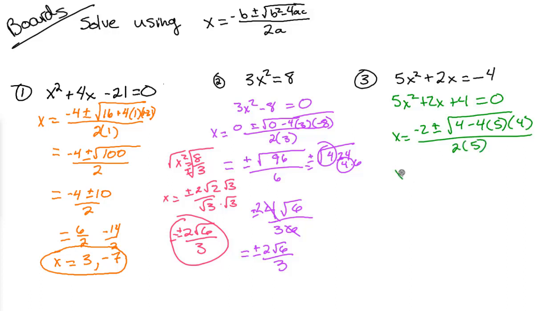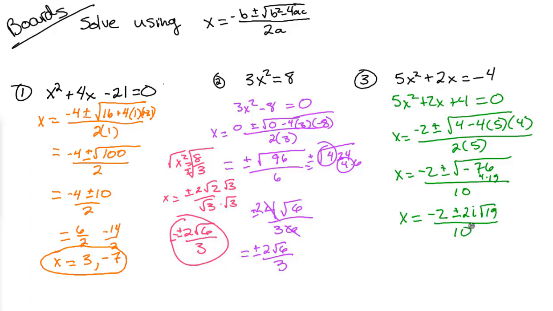Oh, good. So now we have x equals negative 2 plus or minus the square root of 4 minus 4 times 5 is 20 times 4 is 80. 4 minus 80 is negative 76 over 10. So x equals negative 2 plus or minus, let me see, that'll come out as an i. 76 is 4 times 19. So that's 2 square roots of 19 all over 10.